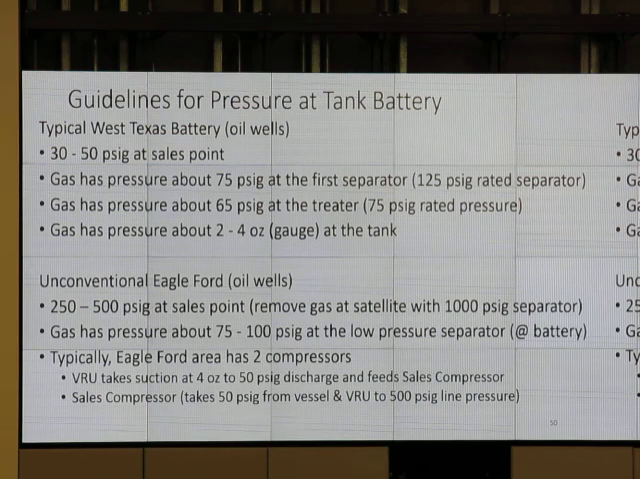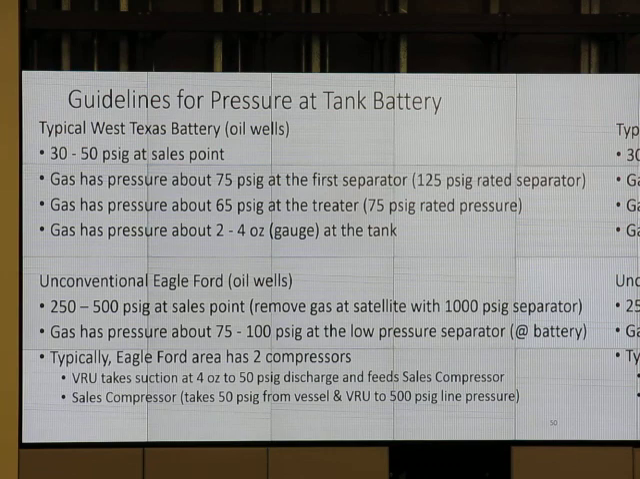The pressures at a tank battery. Typically, our sales contracts are going to be in the 30 to 50 psi range, gas sales. Gas will come in that separator at about 75 psi. It's not uncommon. And that would be a 125-pound rated vessel coming in there. Gas pressure at the treater, come from the separator to the treater. The treater pressure will be, say, 10 psi less. And that treaters are lower rated vessels at about 75 psi.